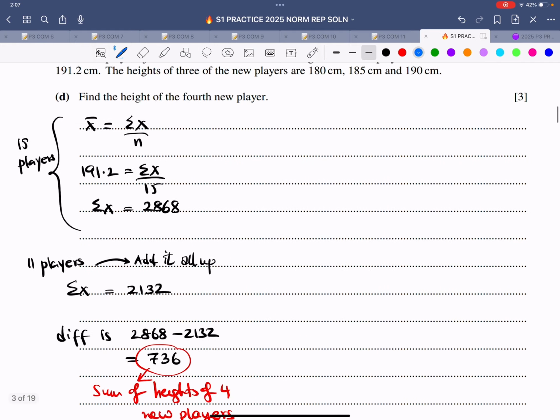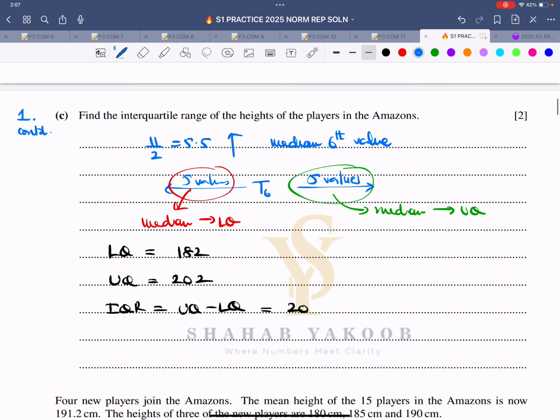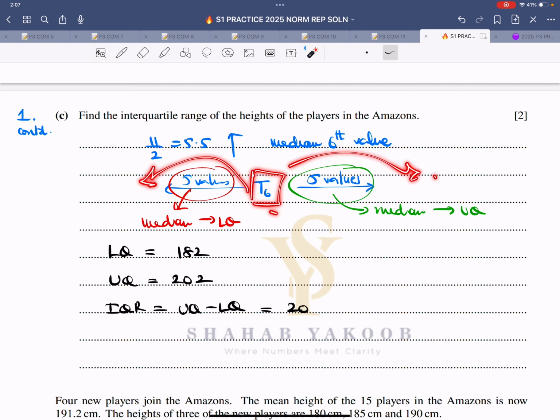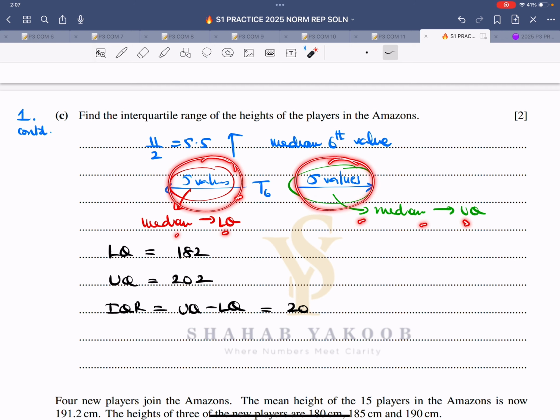Now the next part that they're asking is to find the interquartile range of the heights of players of Amazons. So there are altogether 11. 11 divided by 2 is 5.5. It's an odd number. Round it up, the median is the sixth value. That means the sixth value is in the middle. 5 values are lower than this. 5 values are greater than this. Out of these 5 values, the median is the lower quartile. Out of these 5 values, the median is the upper quartile.